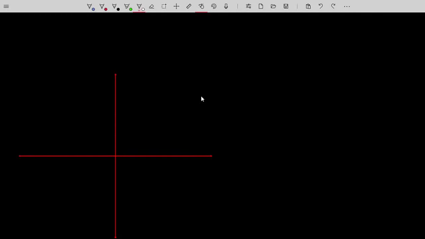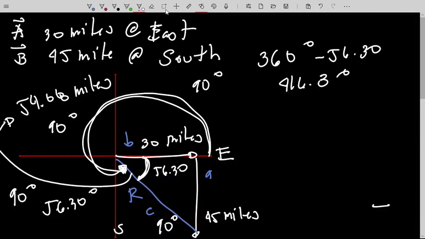In this video, we are going to focus on how to add vectors analytically. Now, we know that a vector is any quantity that has both magnitude and direction. Now, what if the vectors do not run parallel to each other nor perpendicular to each other?